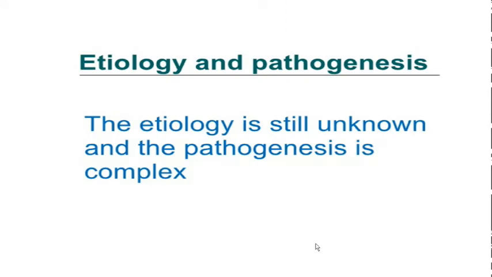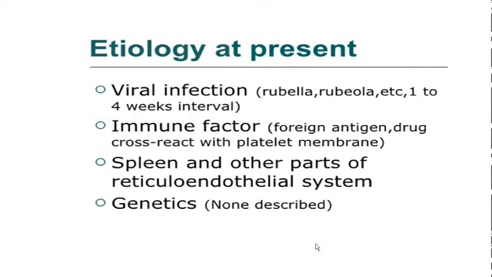Etiology is basically very complex. Usually the predisposing factors are viral infections, mostly rubella, or CMV, cytomegalovirus, or measles, at a 4-week interval. Then there can be drug-induced causes, which react with platelets or foreign antigens, or certain alterations in reticuloendothelial system tolerance, or genetic factors, which have not been very conclusive.